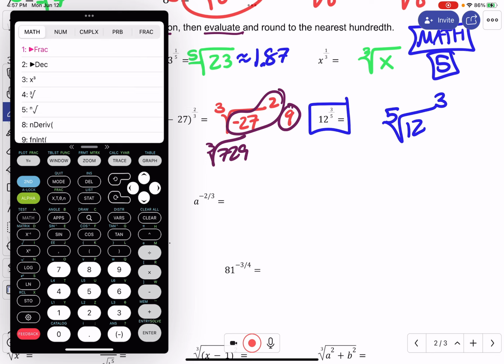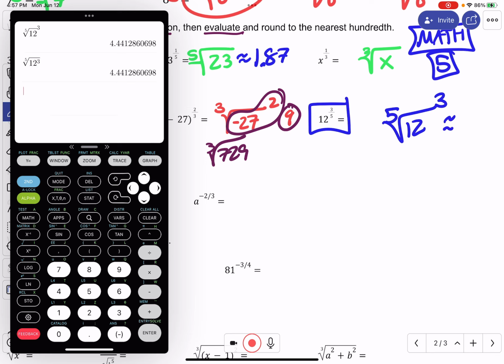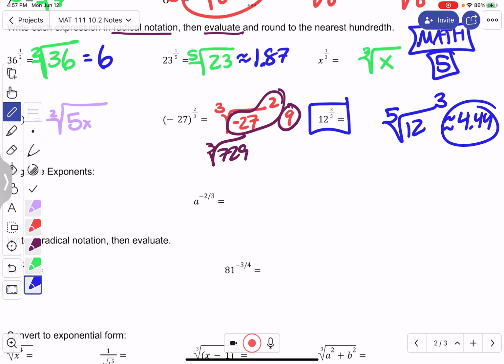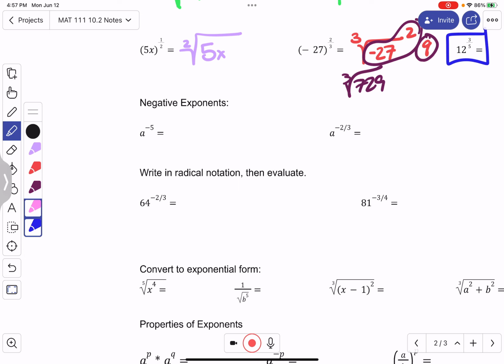Or I could do the same thing, but leave the 3 inside. It's just another way to show you both ways get you the same answer, whether the 3 is inside or outside of your radical. The next exponent rule we're going to think about are negative exponents.